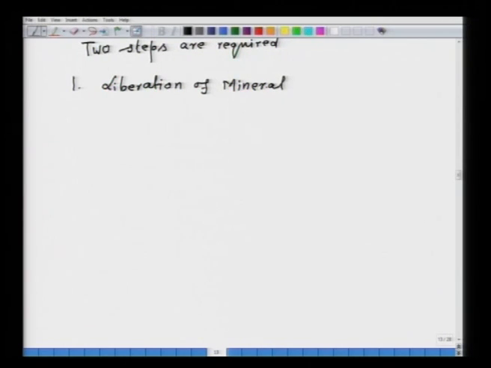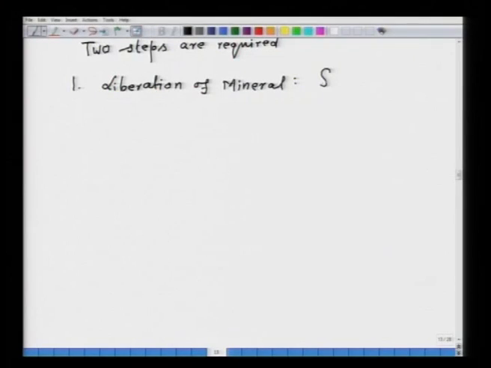Now, by liberation of mineral, I mean if you take an ore from the natural reserve and try to observe it under the microscope, then you will find the valuable mineral is distributed within the grain, across the grain, in a very, very small amount. So, if you want to increase the metal grade of the ore, then you have to liberate the mineral from that matrix of the gangue. How can you do that? How can you liberate the mineral? You crush and grind it.